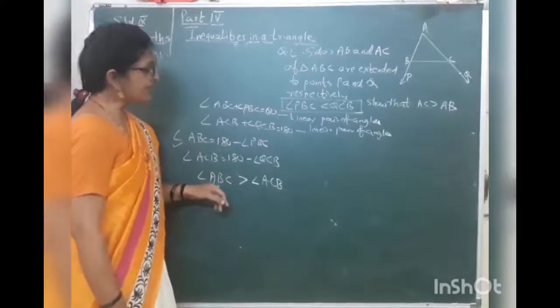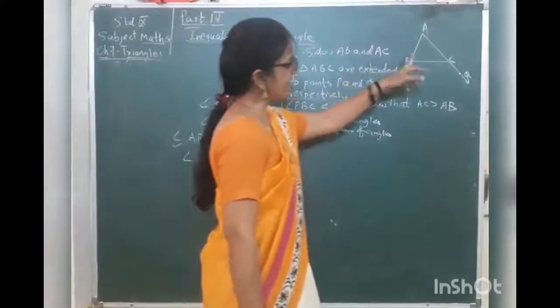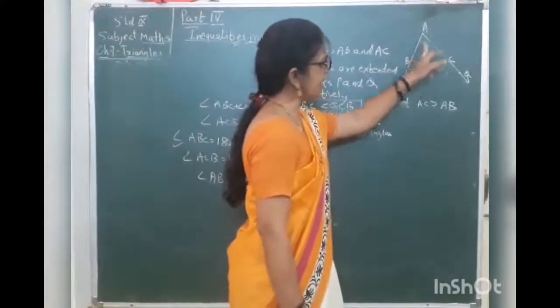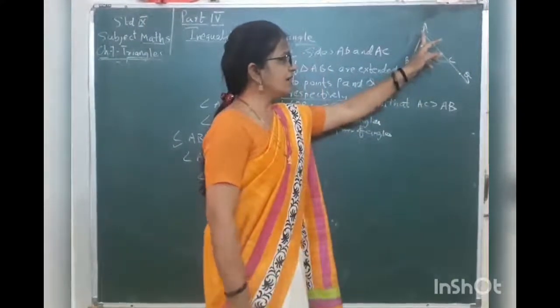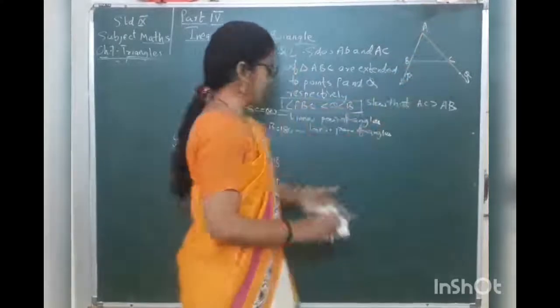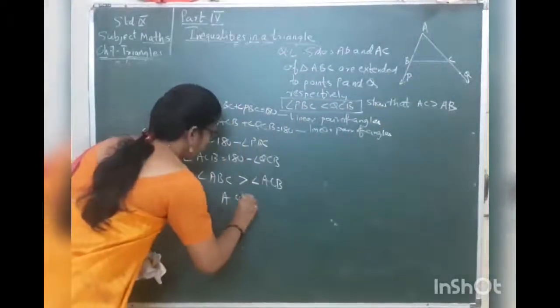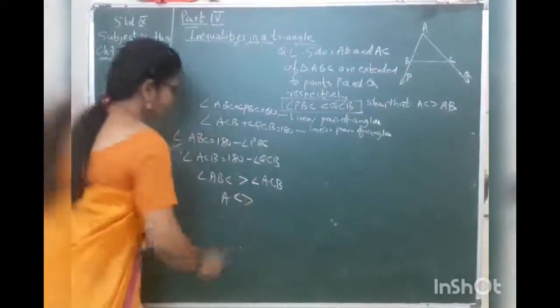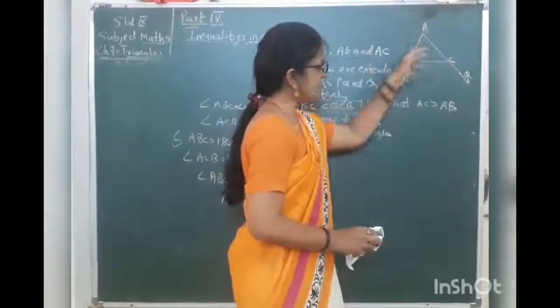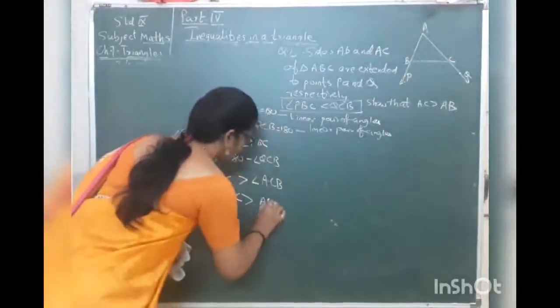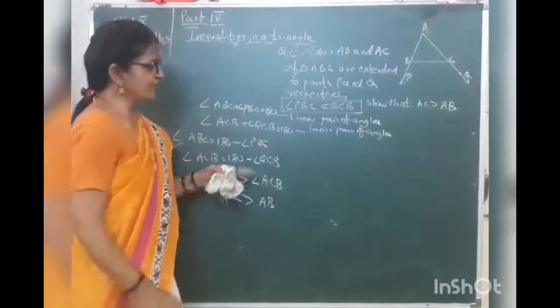So which is the side opposite to angle ABC? The side opposite to angle ABC in triangle ABC is AC. So AC is greater than... which is the side opposite to angle ACB? AC is greater than AB. So with this we prove that.